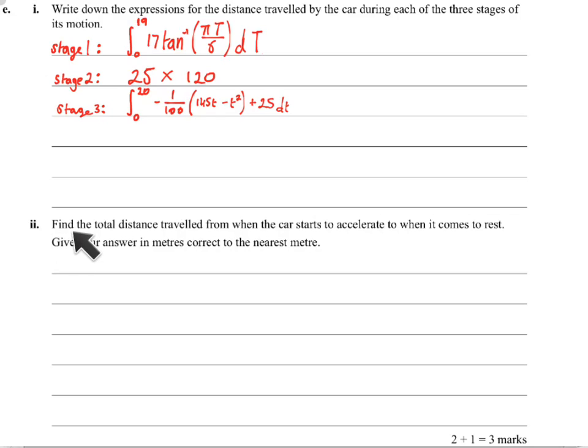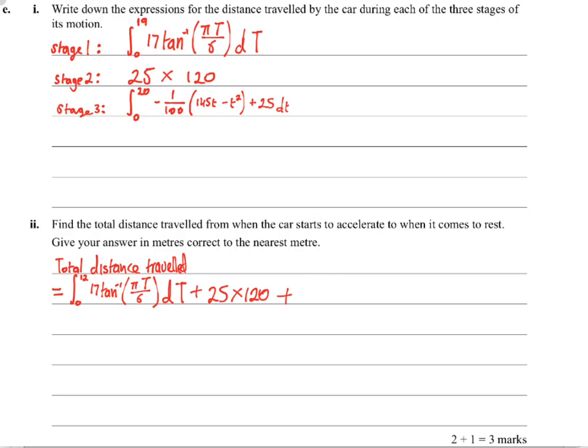Find the total distance travelled from when the car starts to accelerate to when it comes to rest. So this is the 3 stages: accelerating, so it's going up, then it travels at a constant velocity, and then decelerating again down to rest. So we set this up as a total distance travelled all together. This is the addition of the 3 expressions: Part 1, Part 2, and Part 3, Stage 3 of the journey. There it is, your expression for total distance travelled.